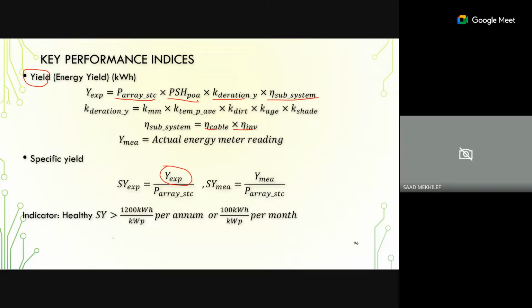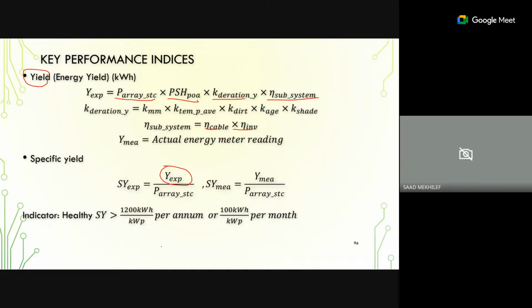So this is called system is healthy. It means if you have a system which can give you 1,200 kilowatt hour per kilowatt peak per annum, or greater than this, the system is very healthy. If it's lower than this, the system is not healthy. This is an indicator. So what does it mean?